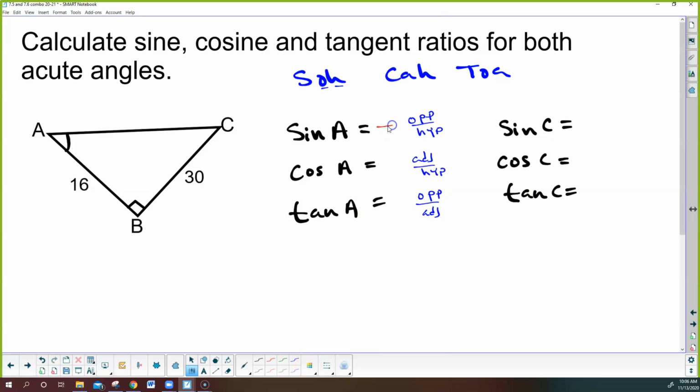Well, if I want to set this up, okay, here's angle A. Across from angle A is always going to be the opposite. So I know what the opposite is. But I don't know what the hypotenuse is. Uh-oh, what do we do? Well, I know two sides of a right triangle. You may have to do some work here quick.